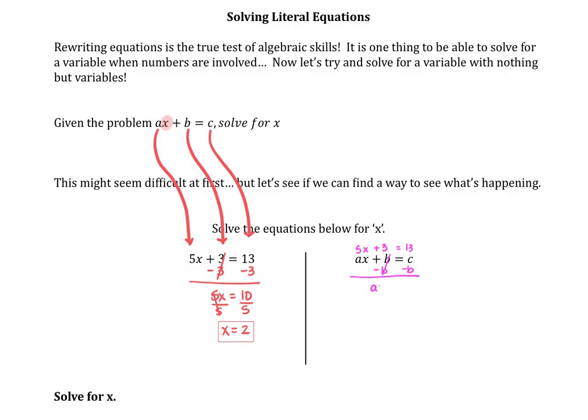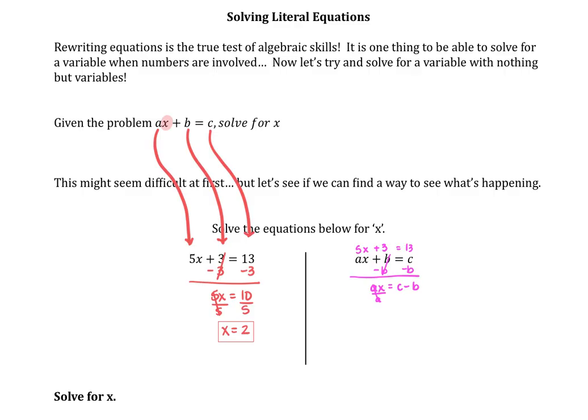I can still drop down ax equals, but can I take b away from c if those are not like terms? The answer to that is no. So I'm just going to write it as c minus b. I can't do anything else with that. Then remember, after I subtracted 3 from both sides, I undid the multiplication of 5. In this case, it's being multiplied by a. So I'm going to have to undo the multiplication of a by dividing by a.